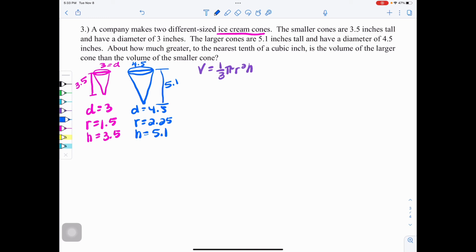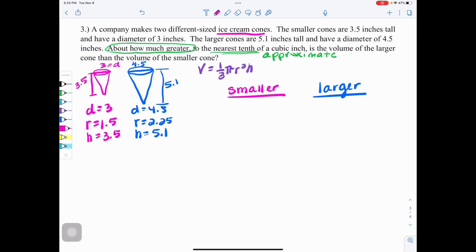So now the question is saying to us, how much greater to the nearest tenth, so that means approximate, is the volume of the larger compared to the smaller. So I've got to find the volume of each of these things and then figure out how much more the one larger one can hold. So I have a couple of volumes I have to find. I've got to find the volume of the smaller cone, and I have to find the volume of the larger cone.